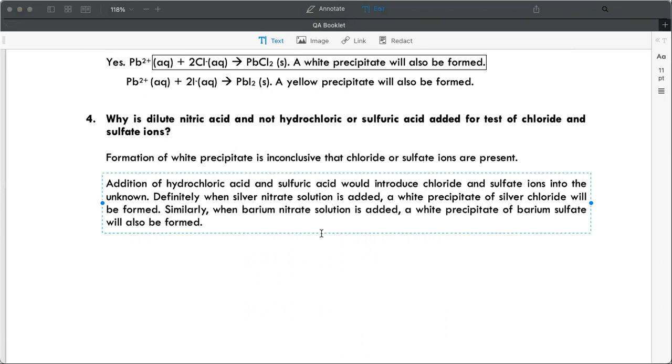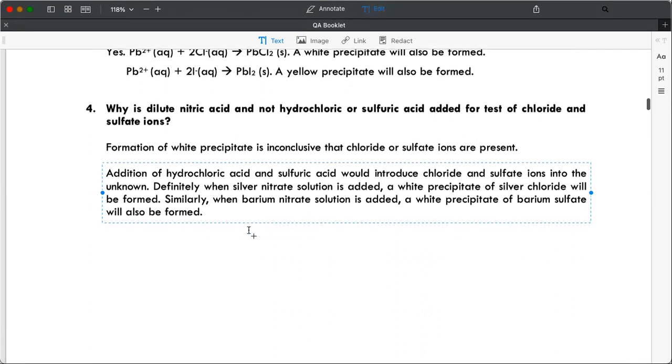Okay, so the answer, you could understand the reason, but sometimes it is hard to write down the answer in written communication. So this is how you phrase it. You don't want to introduce chloride and sulfate ions to generate false positive results. Okay, and the result hence will be inconclusive.